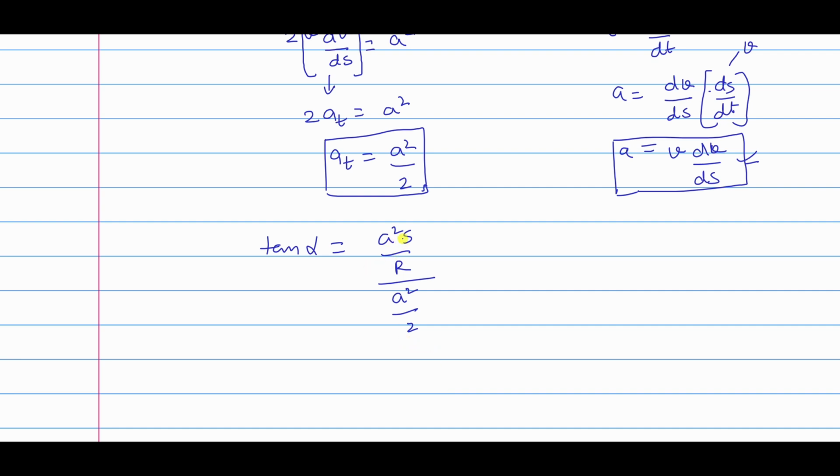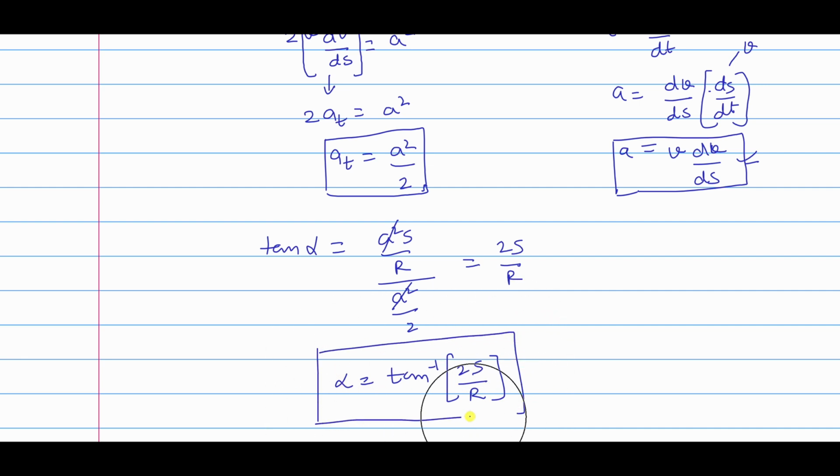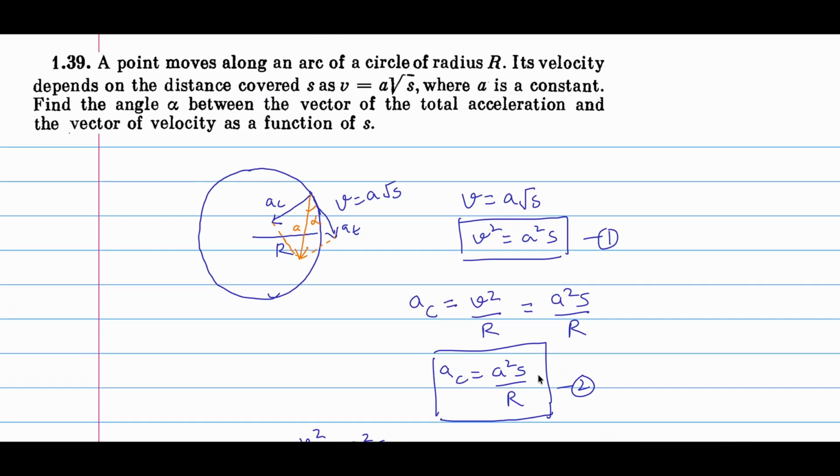From this you can cancel a square by a square, and you are left with 2s upon r. Hence alpha is equal to tan inverse of 2s upon r. This is our final answer, as it is asked to tell alpha as a function of s. Okay, so this is our answer.